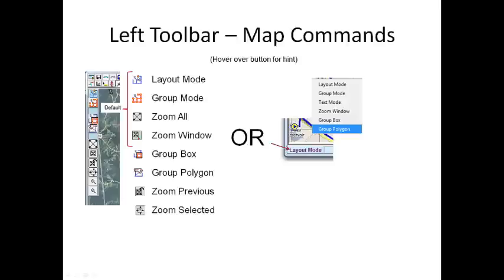On the left side is the map commands bar. The default buttons are layout, group mode, zoom all, and zoom window. Four additional commands may be added to the toolbar. These are group box, group polygon, zoom previous, and zoom selected. The mode changes may also be set by clicking on the bottom left corner of the interface window. Selecting a group with a polygon shape is one of the new Pipe2012 KYnetic features.